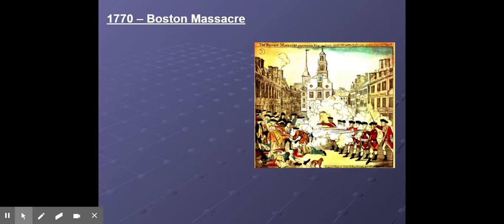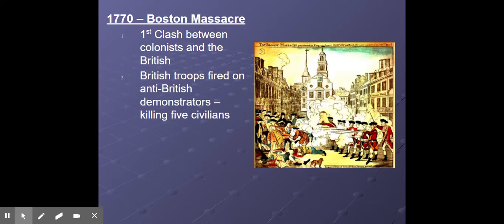Okay, so in 1770, we get the Boston Massacre. It is the first clash between colonists and the British. Okay, the British troops fire on these anti-British demonstrators. 5 people are killed. And since blood has been spilled and people have died, we're going to start talking more and more about revolution. Okay, now what's interesting is the British soldiers that open fire, okay, are put on trial.